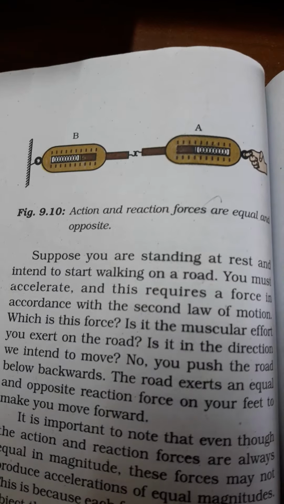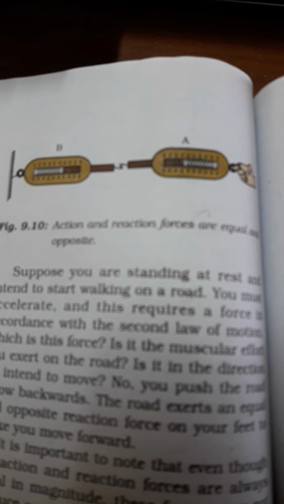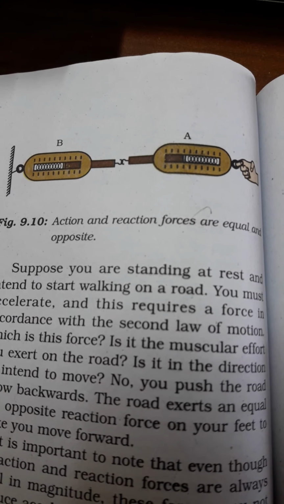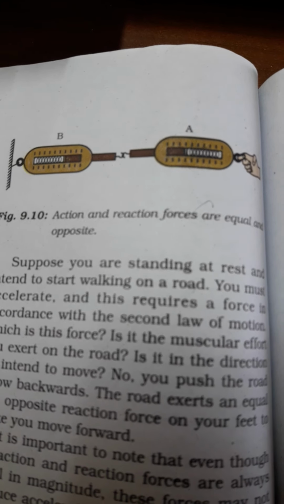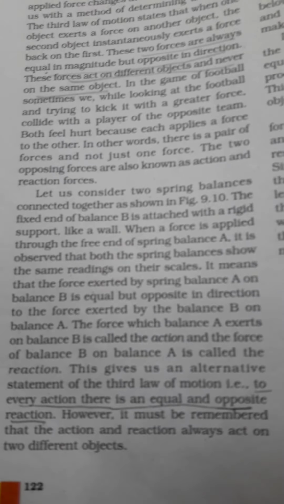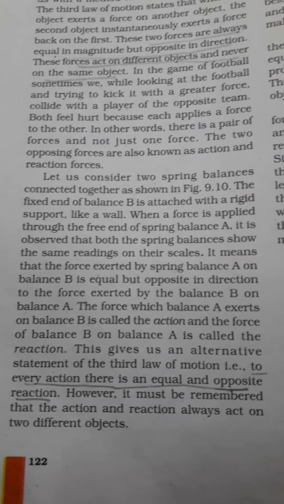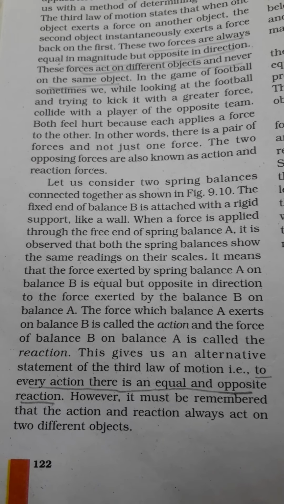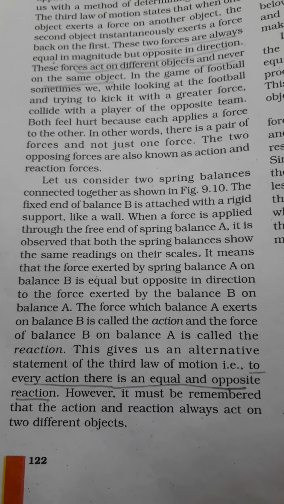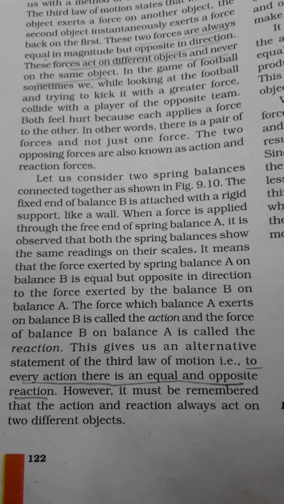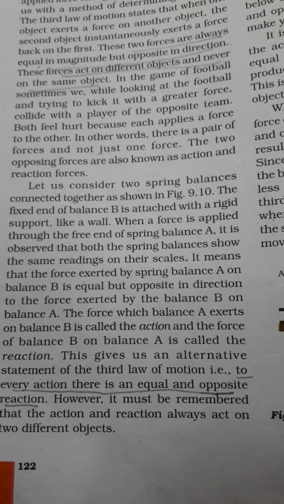Two spring balances are there, A and B. Spring balance B is attached to the wall, and on spring balance A, supposing we apply a force, then what we see is that both the spring balances show the same reading on their scales. It means that the force exerted by spring balance A on B is equal but opposite in direction. So now the statement for the third law of motion is, to every action there is an equal and opposite reaction.